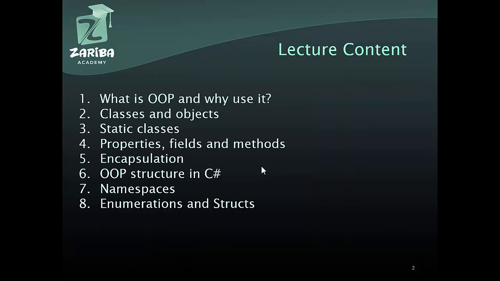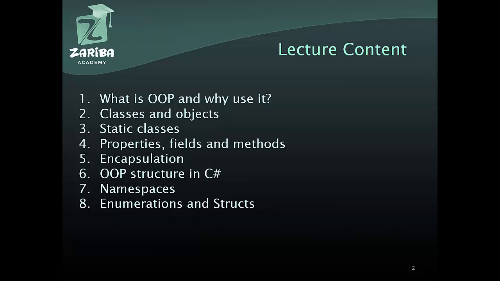Okay, lecture content. So what is OOP and why use it? Classes and objects, static classes, properties, fields and methods, encapsulation. Number 6, which is OOP structure in C#, is probably the most important part of the lecture, which will be a full example with a similar structure of something that you would have to do if you write a game or an application or anything like that. But we are not going to write any code. I've already done that. I'll just show you a couple of concepts there.